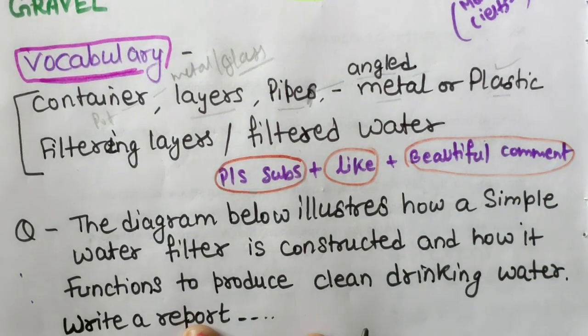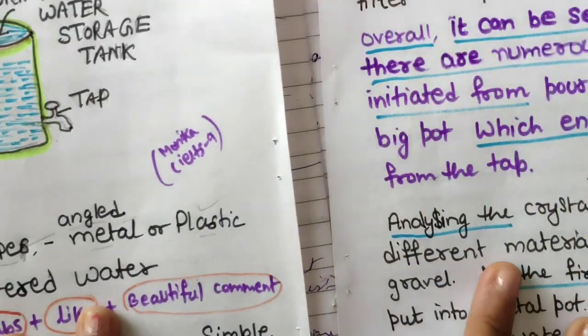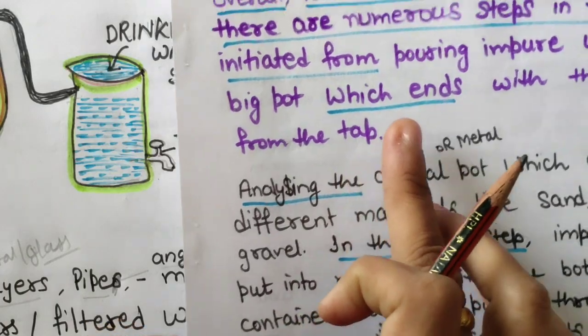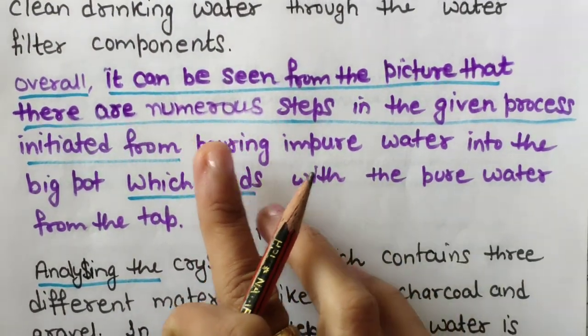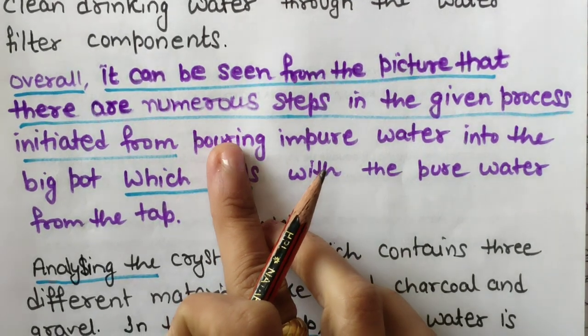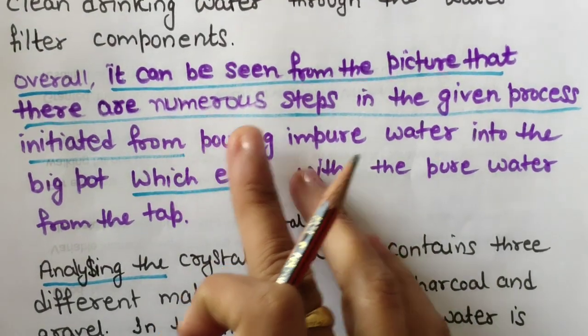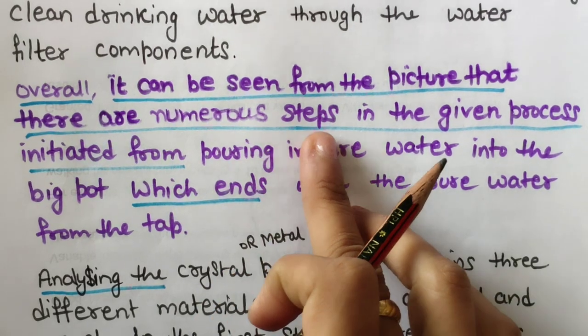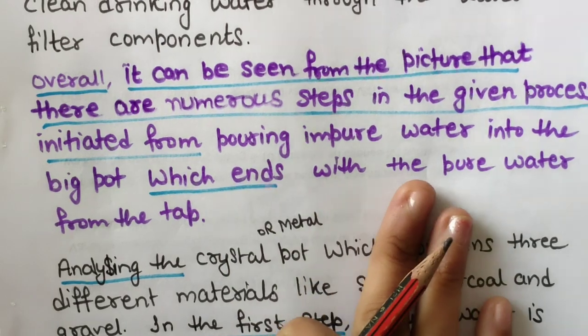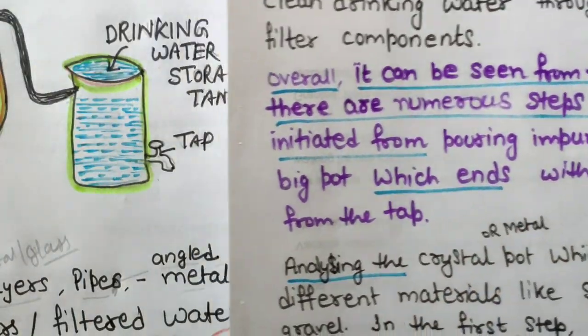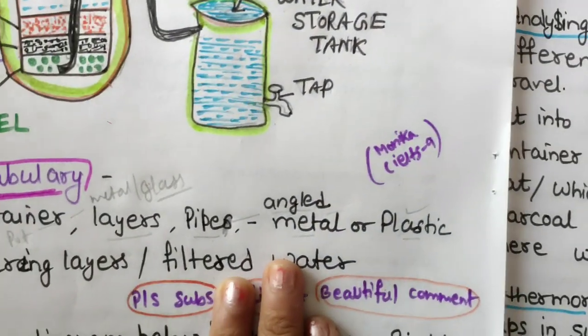Okay, now let's read the question statement, and of course what we are going to use. Wherever I have drawn this blue line, these are the lines you can use for any process diagram, because in every process diagram there will be steps. Beginning from this and which ends with this. So let's read the question statement first.